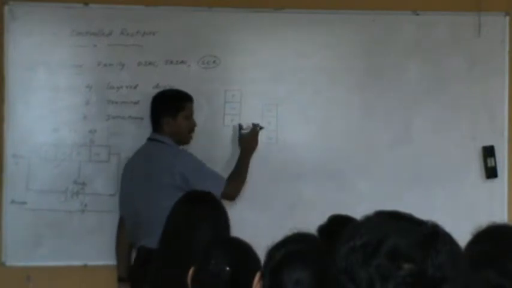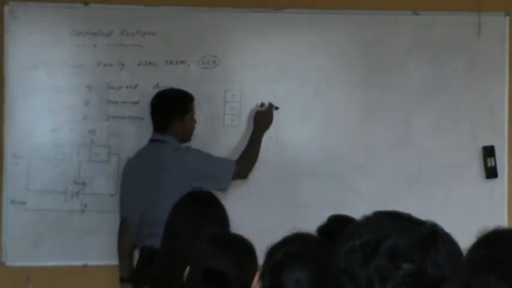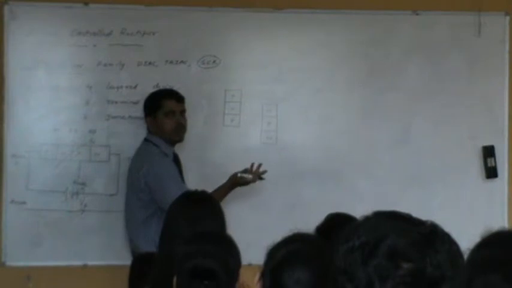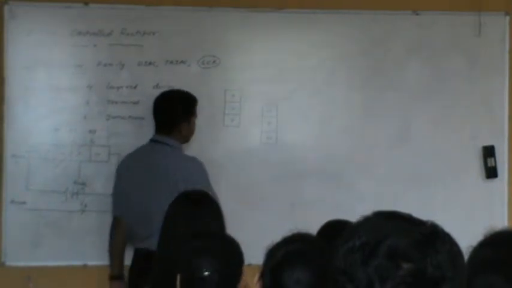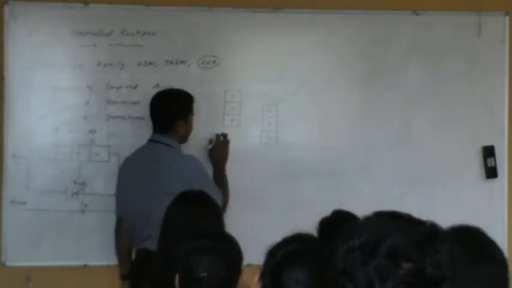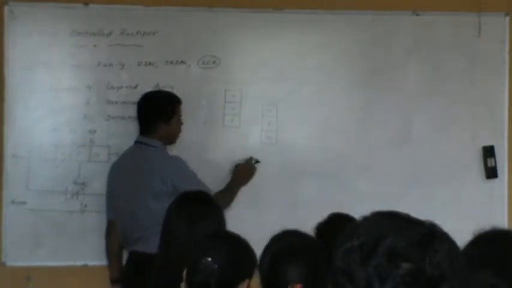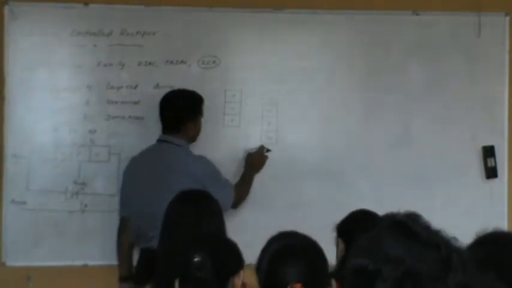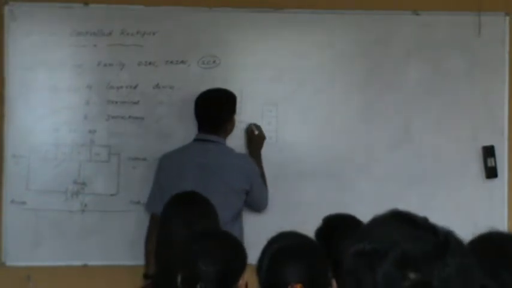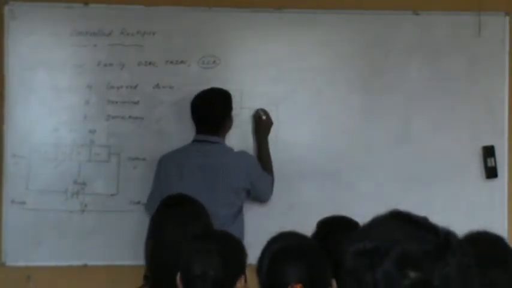That means this SCR can be interpreted as two transistors connected back to back, just like a transistor can be interpreted as two diodes connected back to back. Among them, one is a PNP transistor and the other is an NPN transistor. Look at how they are interconnected inside the SCR in this way.